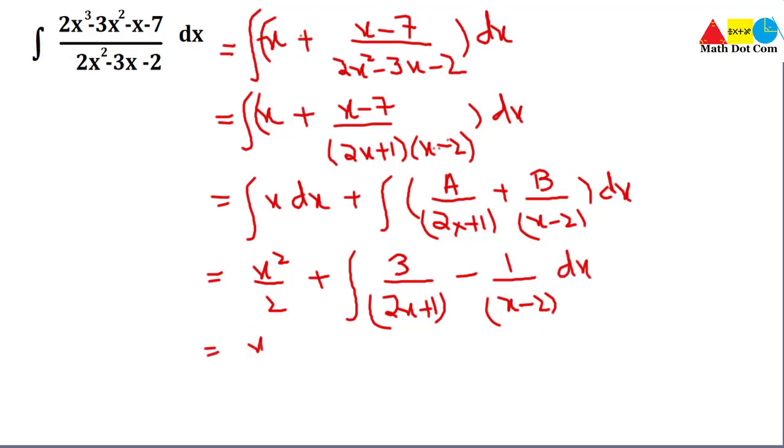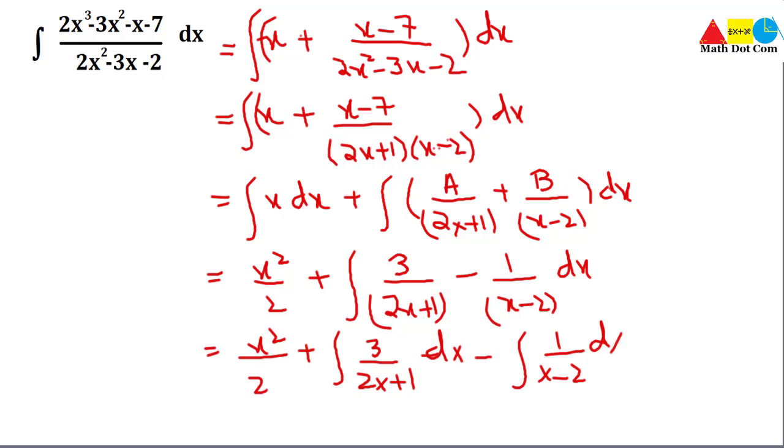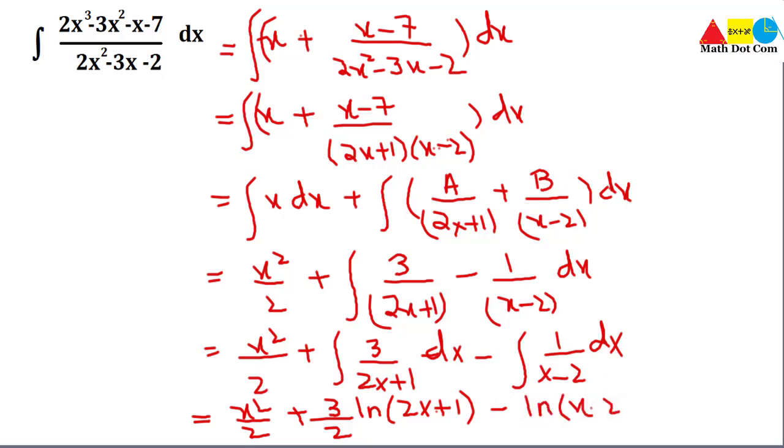So we'll take their integrals separately. X square divided by 2 plus the integration of 3 divided by 2x plus 1 dx minus the integration of 1 divided by x minus 2 dx, and what we will get is x square divided by 2 plus 3 divided by 2 into natural log of 2x plus 1. It is clear how it comes out, as we have the function in the denominator and its derivative is 2, so 2 can be multiplied and divided, and then we get this form as natural log of 2x plus 1 minus natural log of x minus 2 plus c.